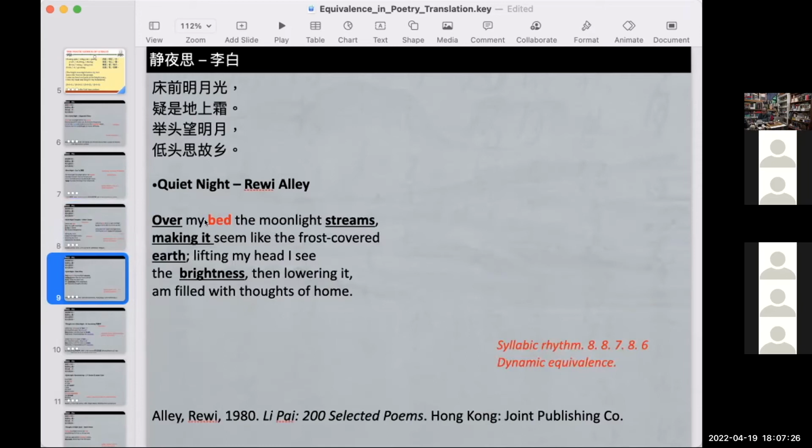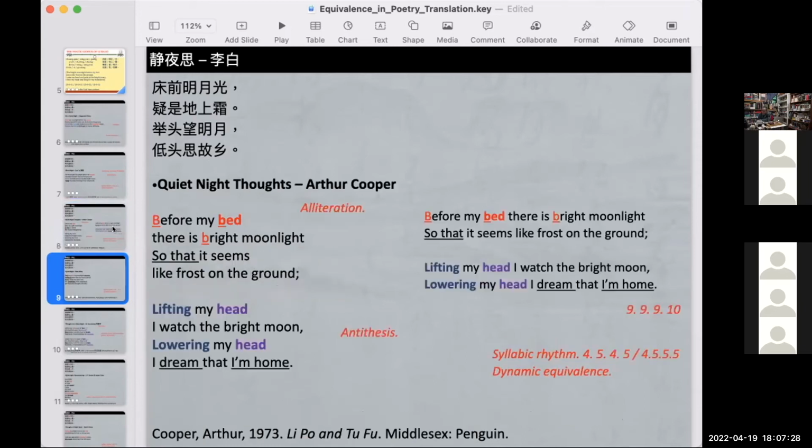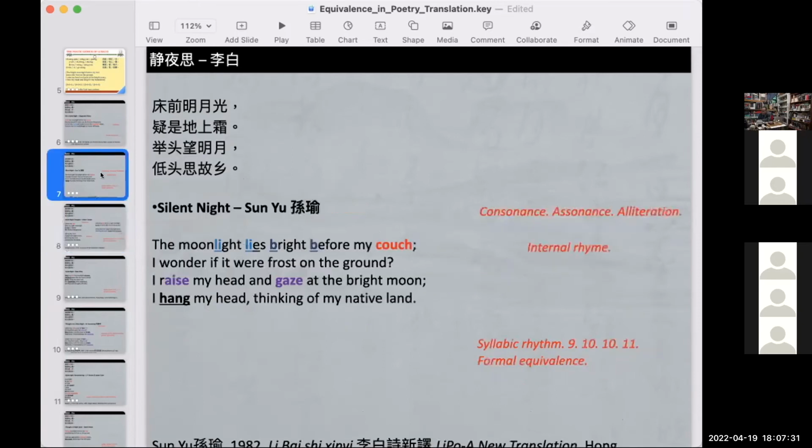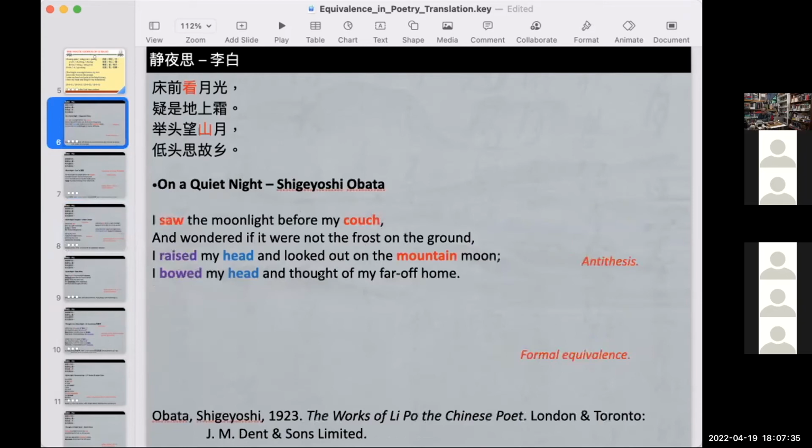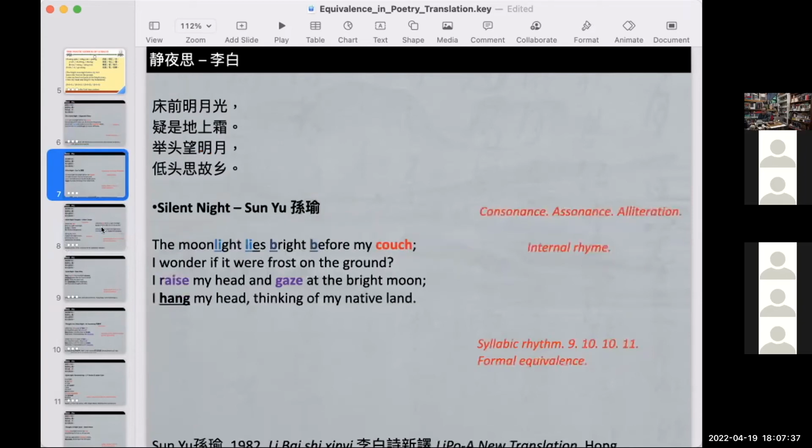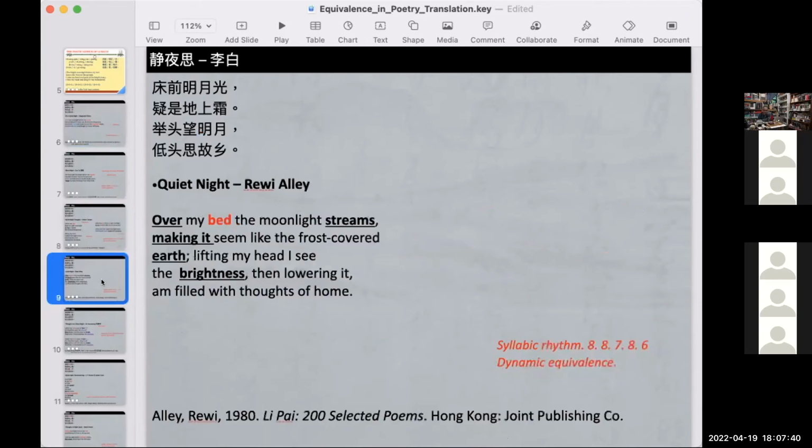We can see also bed. Some of them translated as bed. Some of them translated as couch. Like Sunyi translated it couch. Obata translated it couch. And there is another, a third meaning for the word chuan. Do you know? Anybody knows the third meaning? It could be bed, it could be couch, and it could be something else. None of them translated it as the third one.